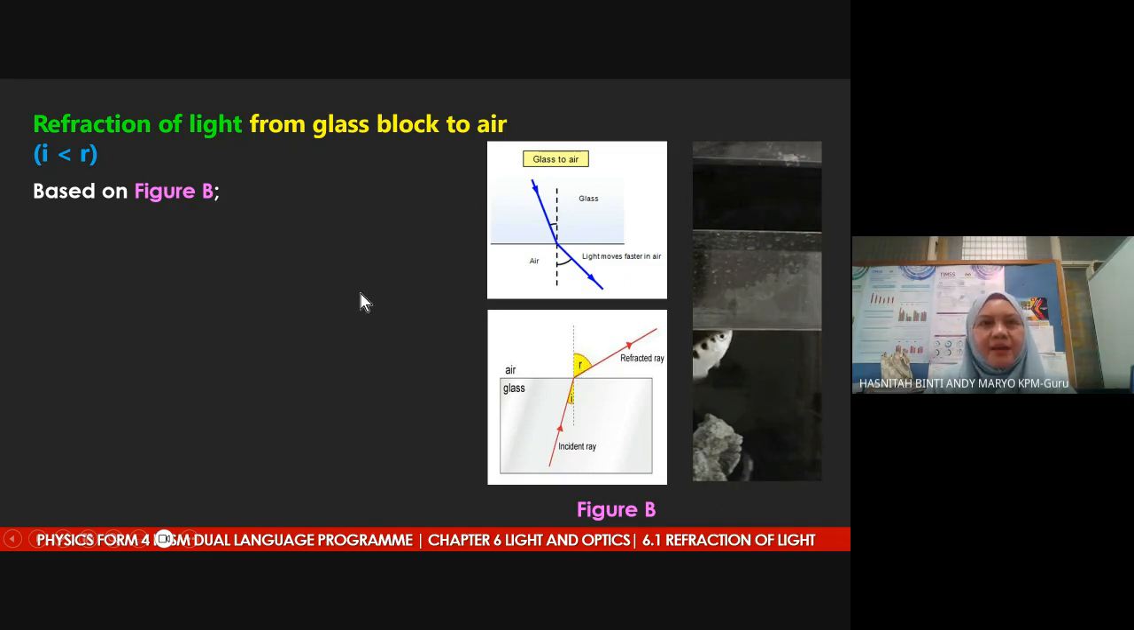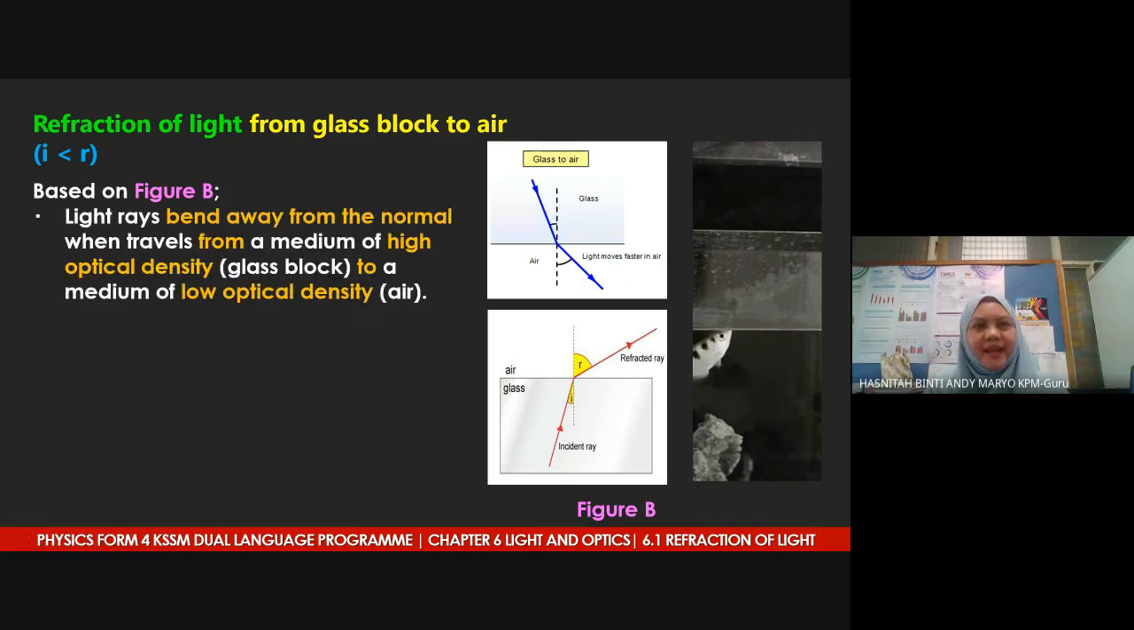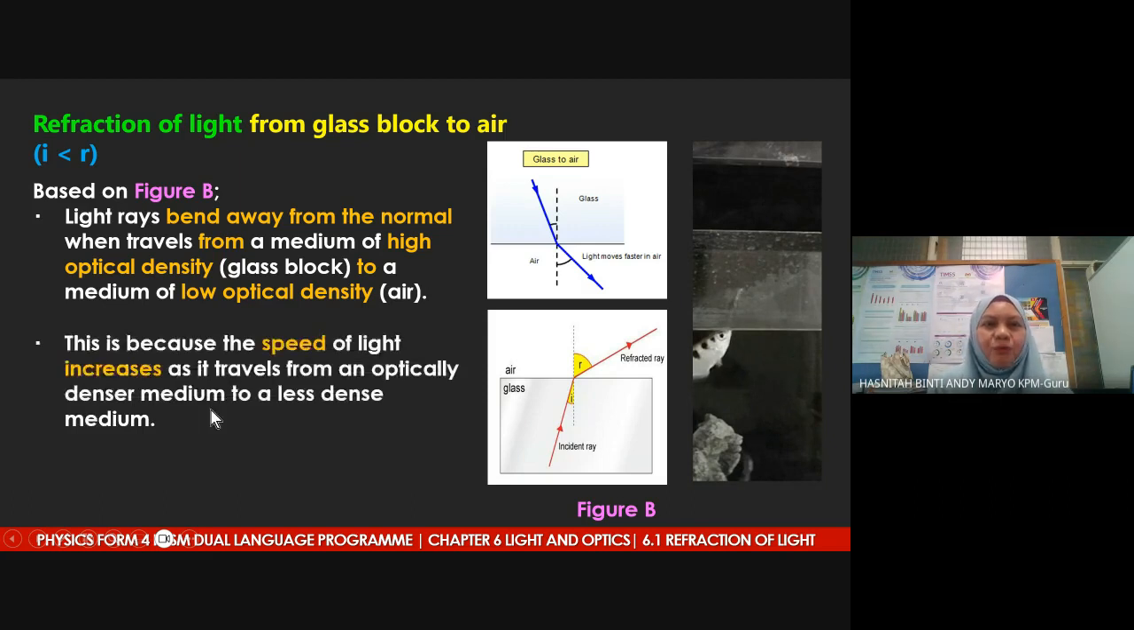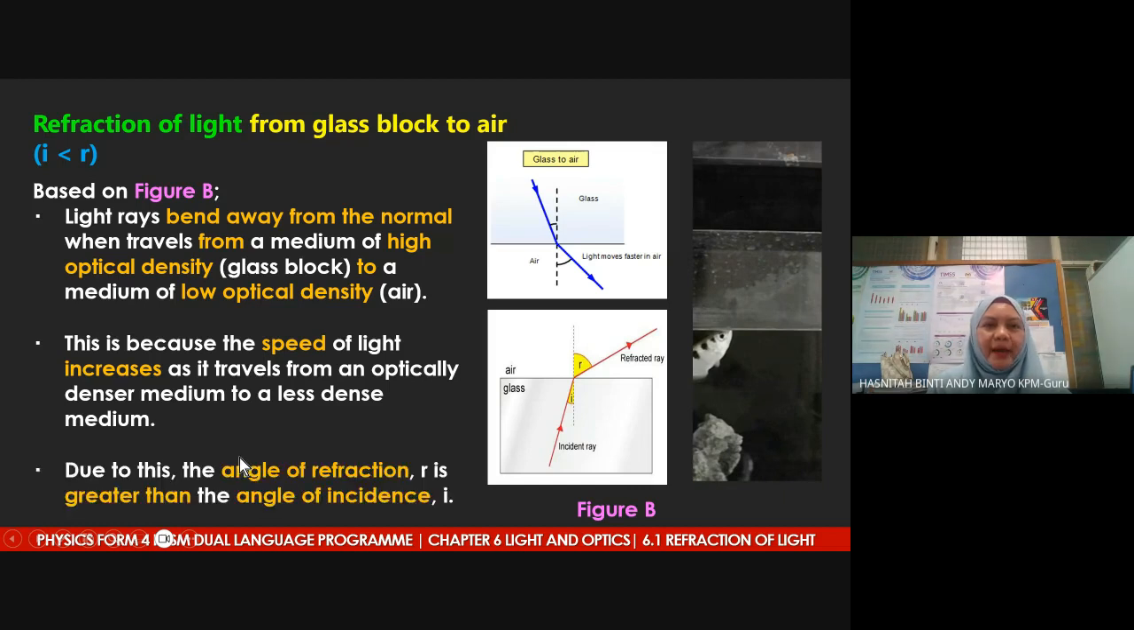So in this figure, what do we understand? The light ray bends away from the normal when traveling from a medium of high optical density, which is the glass block, to a medium of low optical density, which is the air. Then second, why? This is because the speed of light increases as it travels from an optically denser to a less dense medium. So what happens? The angle of refraction will be greater than the angle of incidence, R greater than I. So that is figure A and figure B.